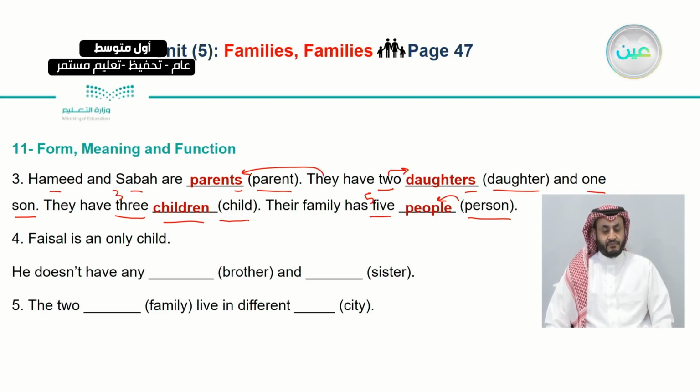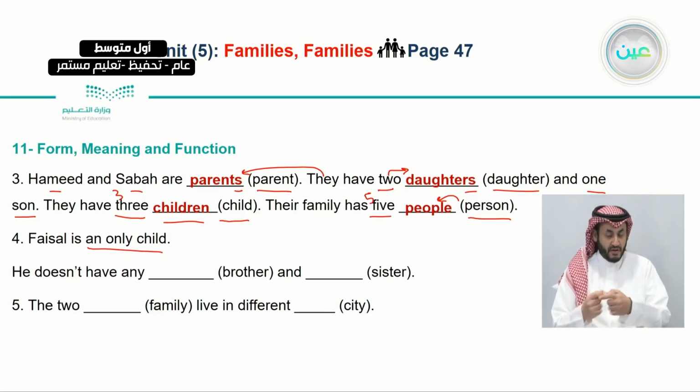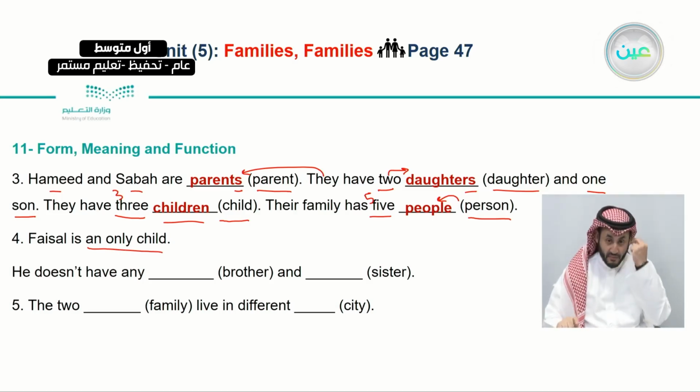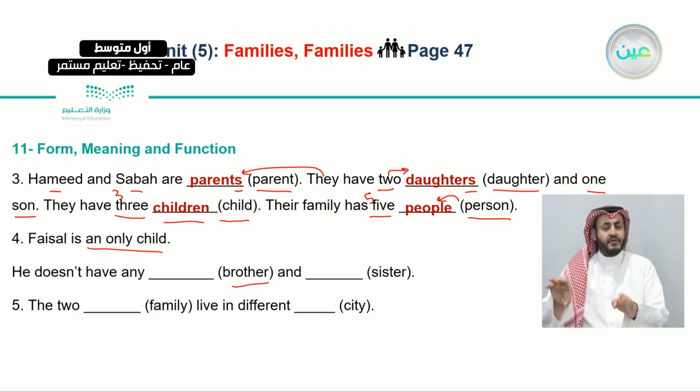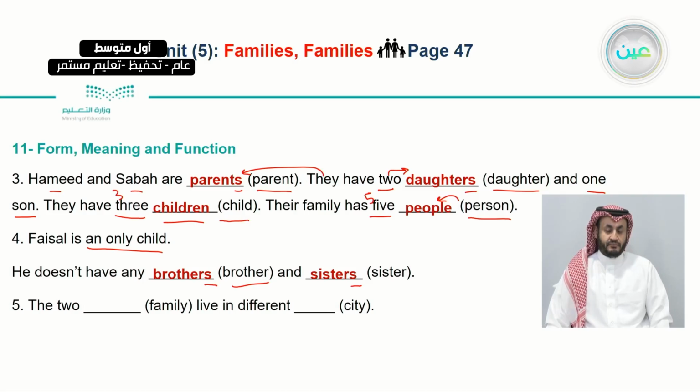Faisal is an only child. Remember that expression? If you're coming from a small family, he doesn't have any brother. He doesn't have any. How about brother here? Is it regular or irregular? He doesn't have any. Good job. Brothers, I just add S because it's a regular noun. And sister. Sisters. Good job. As simple as that because it's a regular noun.